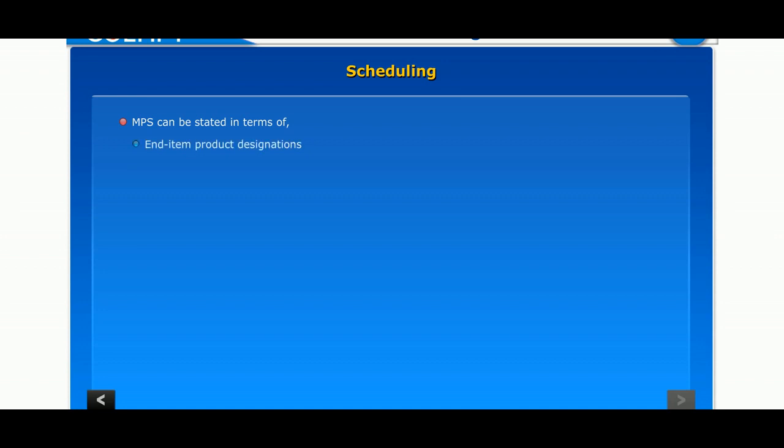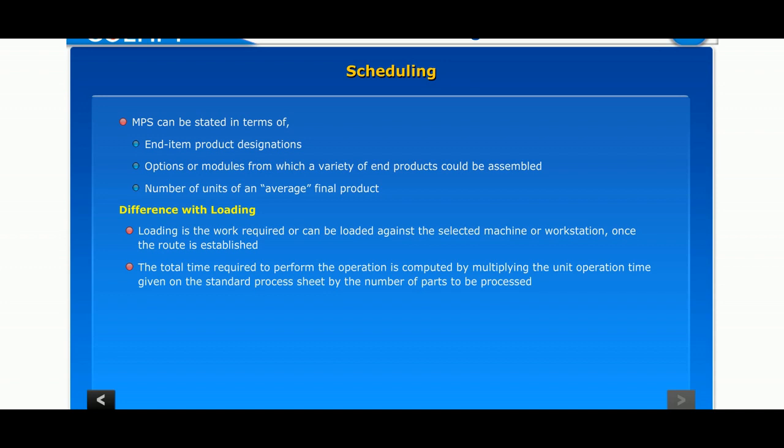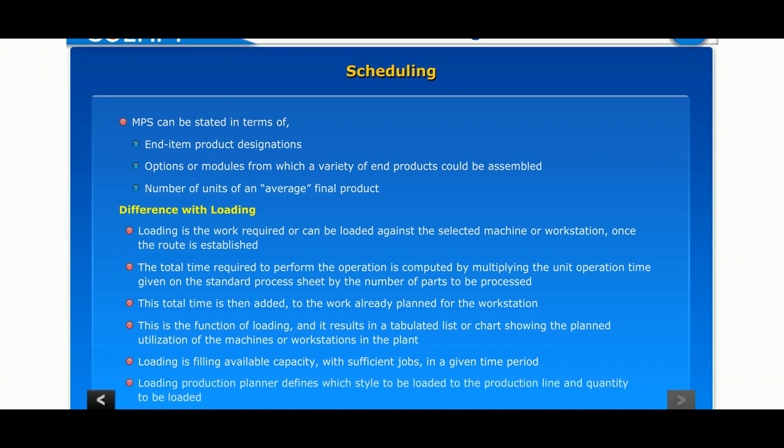MPS can be stated in terms of end item product designations, options or modules from which a variety of end products could be assembled, or number of units of an average final product. Difference with loading: loading is the work required or can be loaded against the selected machine or workstation once the route is established. The total time required to perform the operation is computed by multiplying the unit operation time given on the standard process sheet by the number of parts to be processed. This total time is then added to the work already planned for the workstation. This is the function of loading, and it results in a tabulated list or chart showing the planned utilization of the machines or workstations in the plant. Loading is filling available capacity with sufficient jobs in a given time period. In loading, the production planner defines which style to be loaded to the production line and the quantity to be loaded.